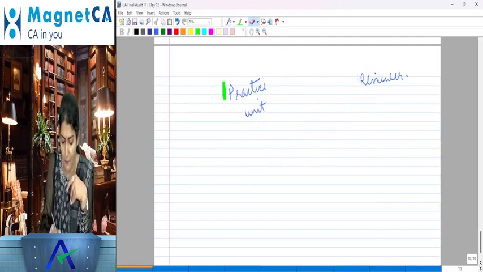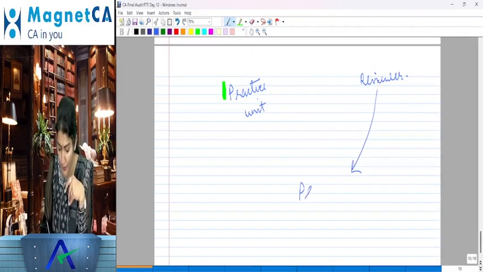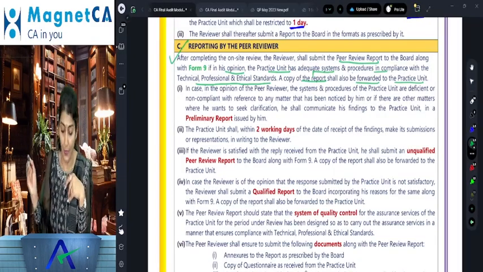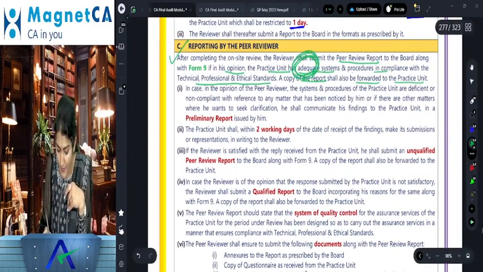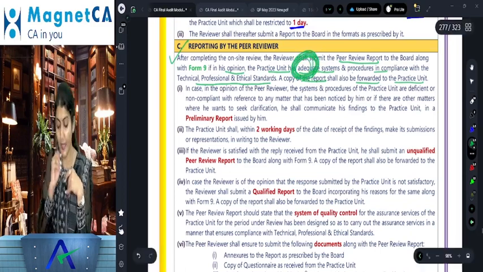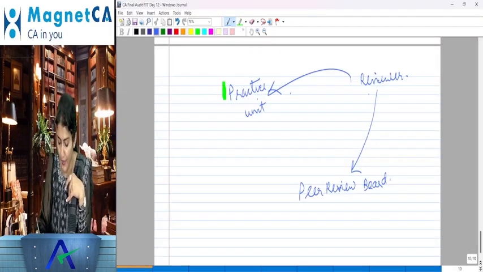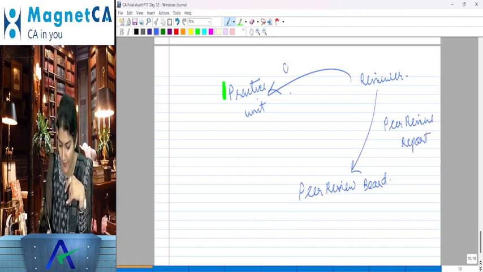The reviewer will submit the peer review report to the peer review board and also a copy of the report will be sent to the practice unit when they find that it is adequate, right? That the systems and procedures at the practice unit are adequate. Right? However, so what if they find it adequate? Directly issue the final report to the peer review board and also send a copy of the report to the practice unit. This is when they found the systems and procedures to be adequate.